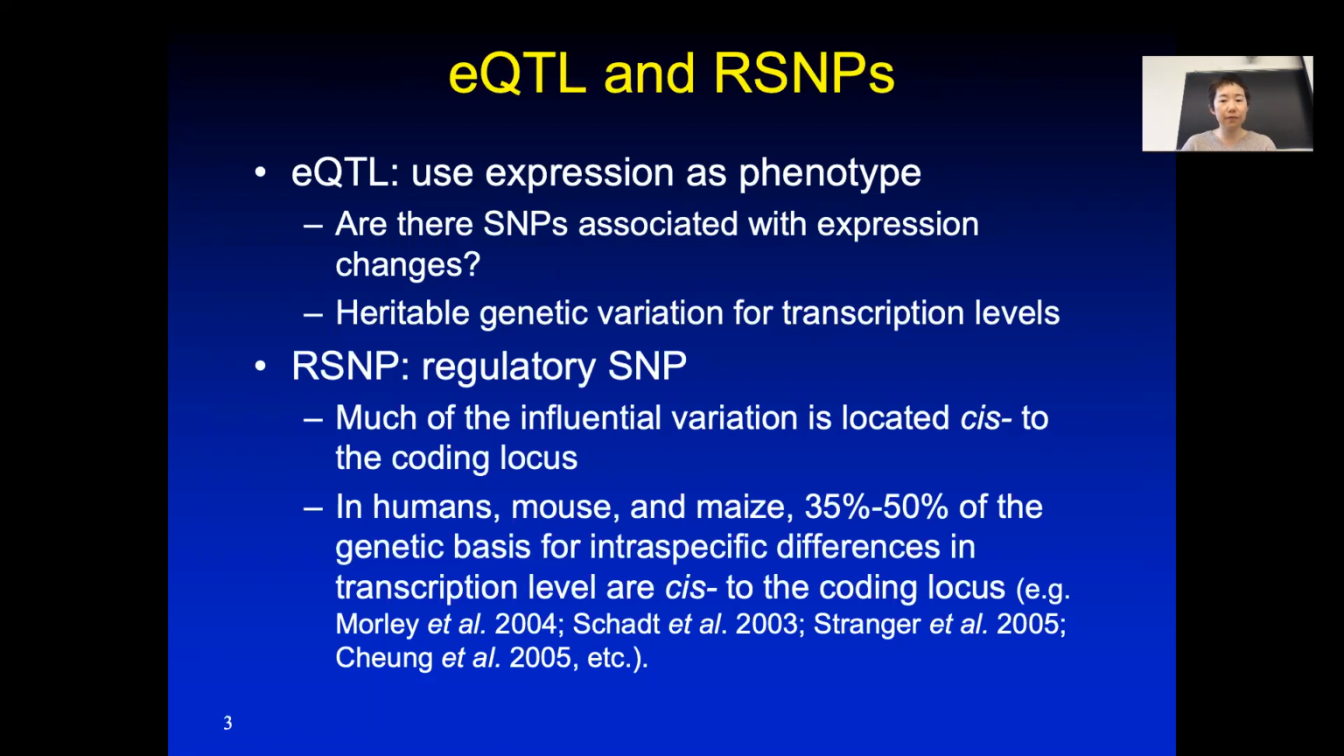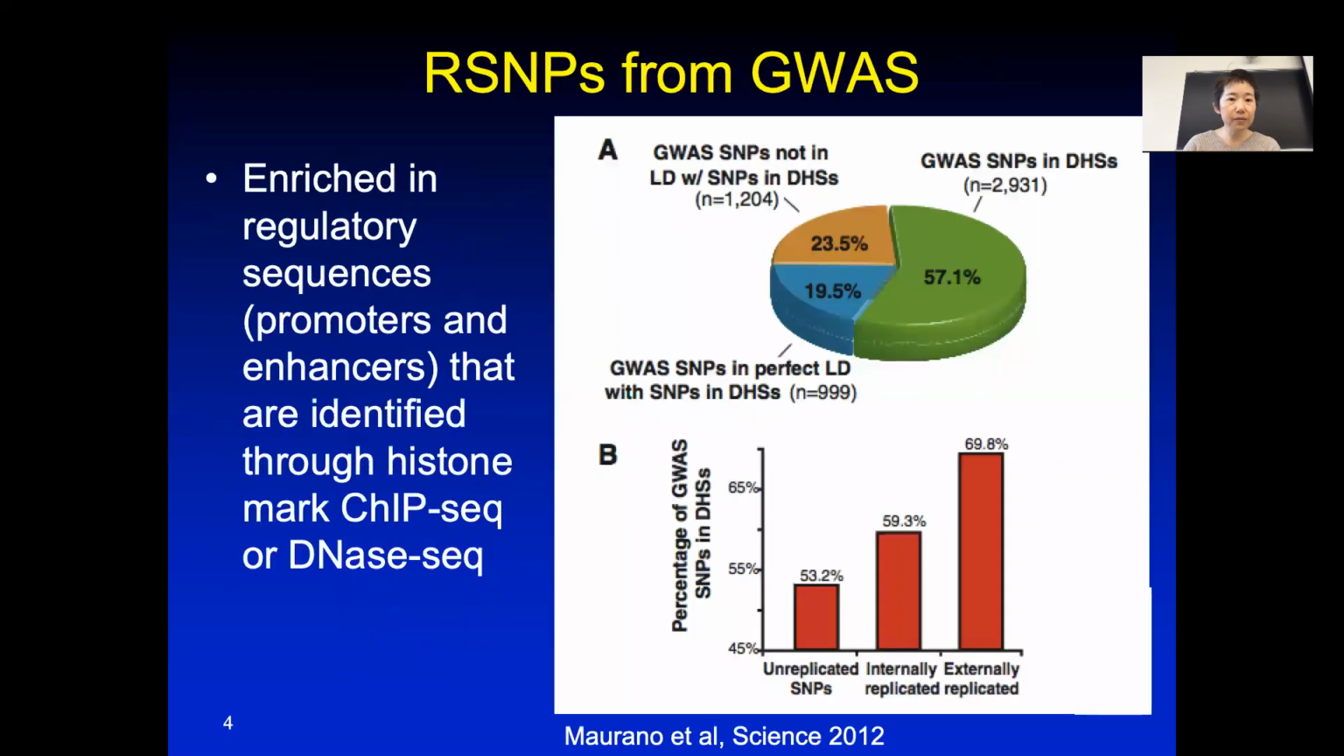a nearby gene. Yeah, so you can see here in human, mouse, and mice, 30 to 50% of the genetic basis of intraspecies differences in the transcription level are cis to the coding locus. So even though the SNP itself is non-coding, they are related to the nearby gene.